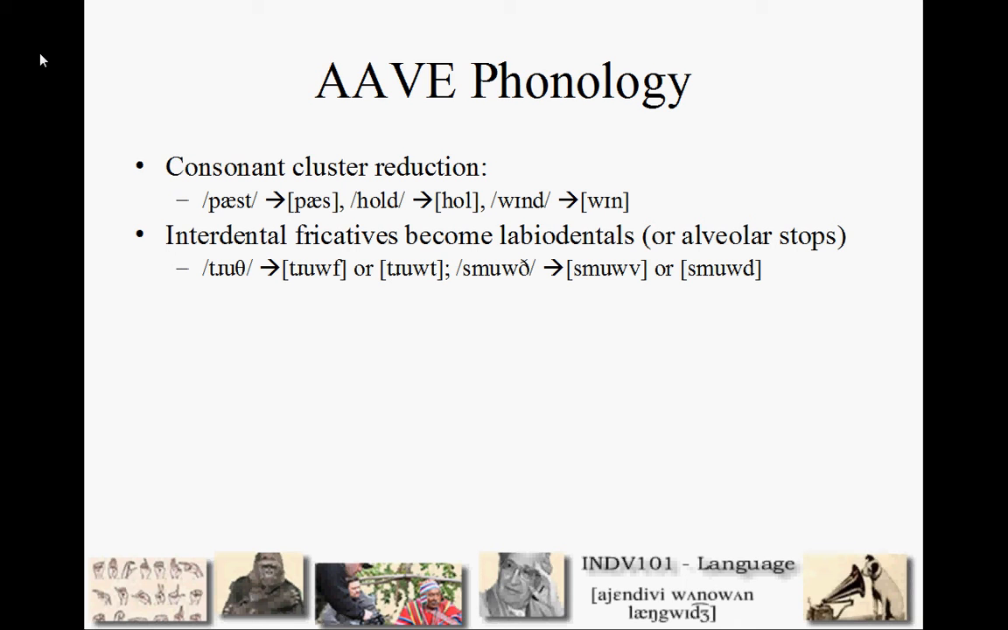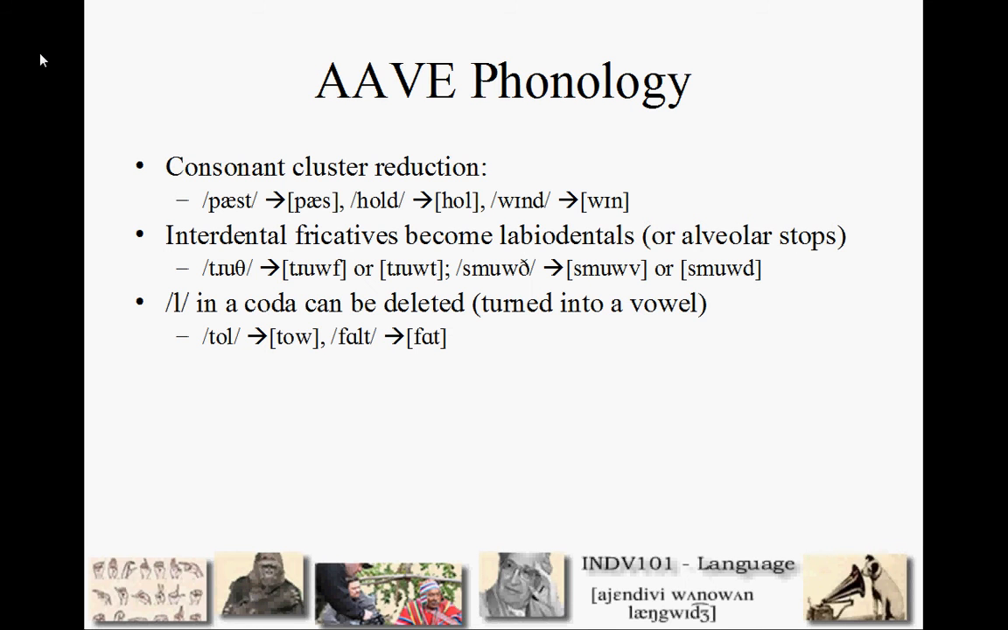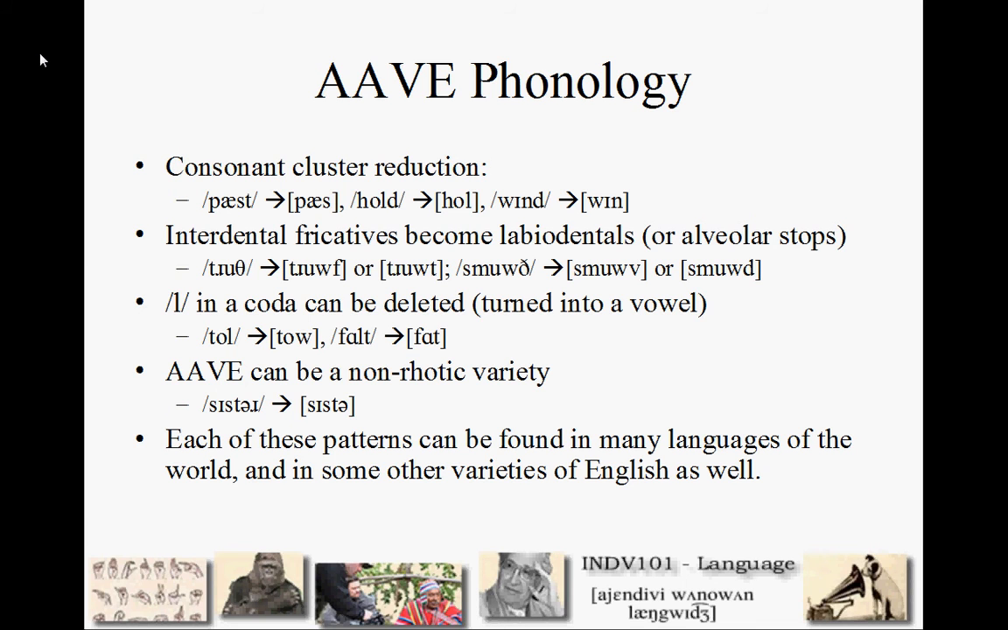Another interesting phonological change is that interdental fricatives, these are sounds like th and th, like the word the and these, become labiodental fricatives like F and V, so truth might become truf, smooth might become smoov, or sometimes these interdental fricatives turn into alveolar stops, so troot or smood. There are a couple other phonological rules here that I'm not going to go over, but you can look at them on the PDF version if you're interested.